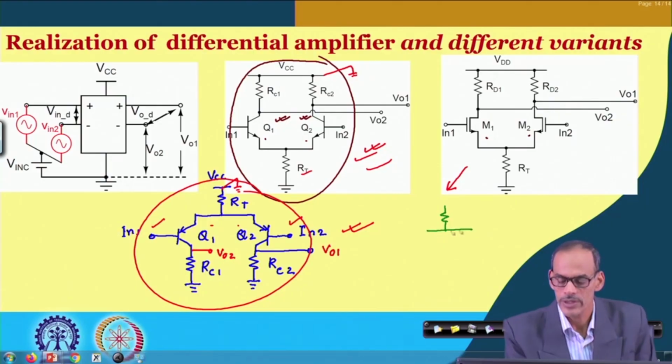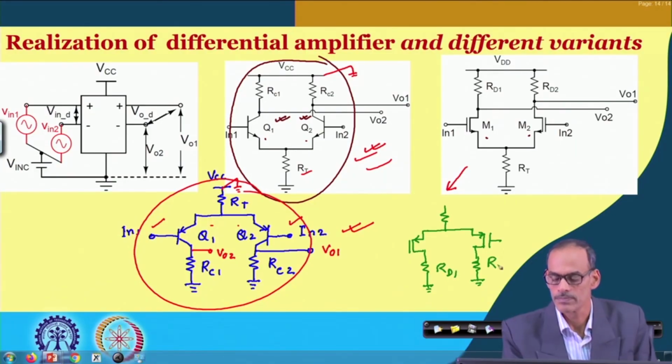We can put a tail resistor and then we have the differential pair using PMOS transistors, and then we have two passive loads. We have RD1 and RD2, and then we have M1 and M2, right, and this is the supply. This is one output and this is the other output, this is input 1 and this is input 2.